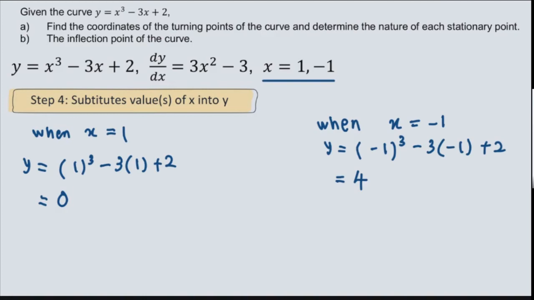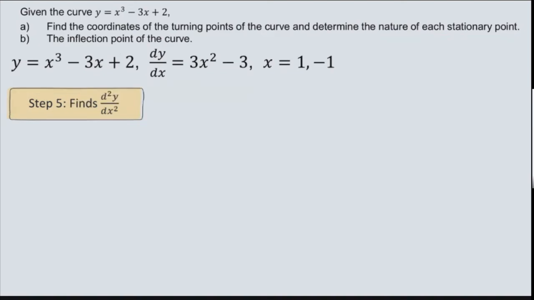Okay, 4. So, from here, we already find the stationary point. We already find the turning point. So, the first one is 1, 0, and the second one is negative 1, 4. But we still do not know the nature of each stationary point. So let's proceed. For step 5, we need to find the second derivative. So can someone help me? We get 6x. Okay.